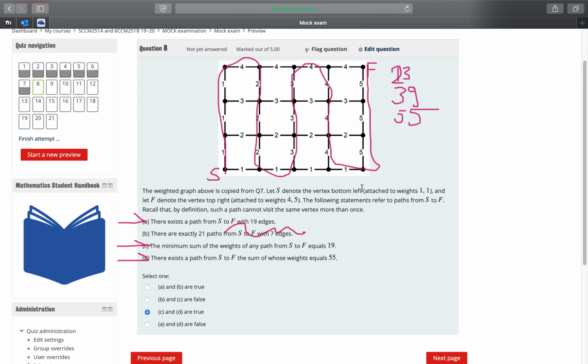You've got to go up 3 times. So you've got 7 choices of when you do that. You can either jump up immediately or you can wait 1 and jump up. So you're really choosing 3 from 7. And the number of ways of choosing 3 from 7, 7 choose 3, is 35. It's not 21. So there are actually 35 paths with 7 edges.